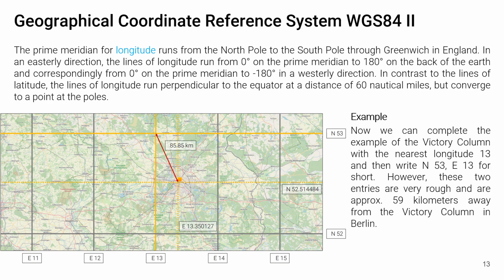Now we can complete the example of the Victory Column with the nearest longitude 13, and then write N53, E13 for short. However, these two entries are very rough and are approximately 59 kilometers away from the Victory Column in Berlin.